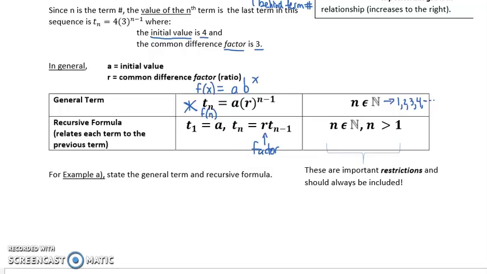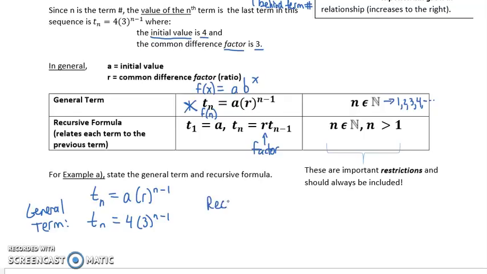It asks us to state the general term in the recursive formula. We've already stated the general term. We know the general term is Tn equals a times r to the power of n minus 1. So this is just going to be 4 times 3 to the power of n minus 1. That's the general term. The recursive formula uses the fact that we're starting with T1 equals a. So that means in this case that the first term is going to be 4.